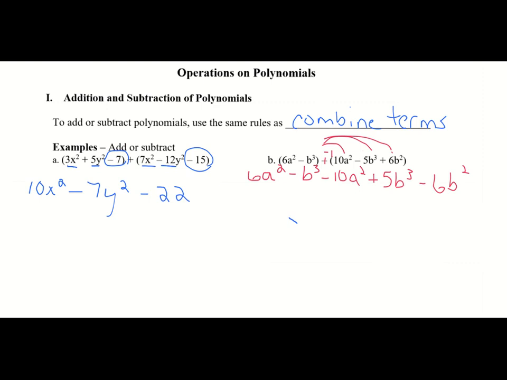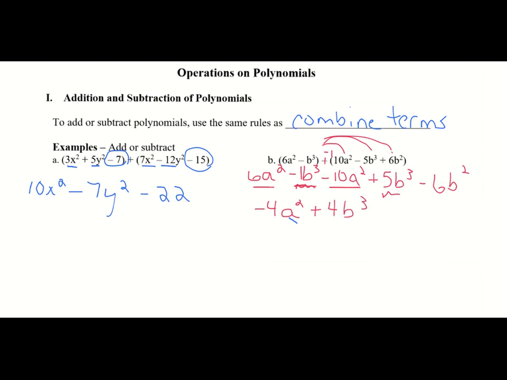And we are going to go ahead and combine like terms now that we've distributed the negative. So we took care of that subtraction part. Now it's just combining like terms. So we have 6a squared and negative 10a squared. So that's going to give me a negative 4a squared. We have negative b cubed and positive 5b cubed. So negative, remember there's a 1 there, so negative 1 plus positive 5 will give me a positive 4b cubed.